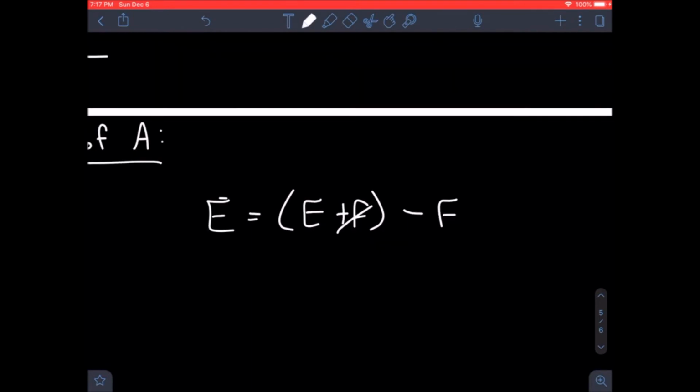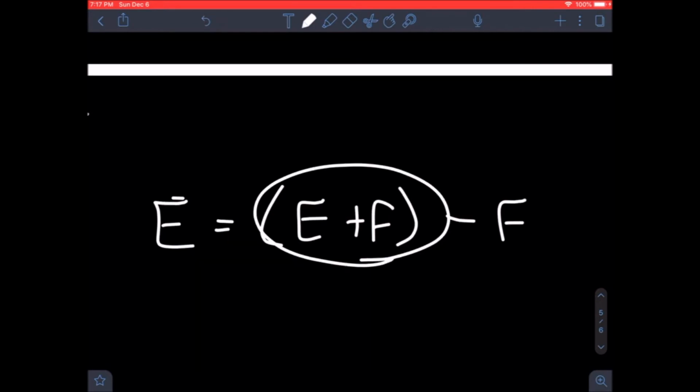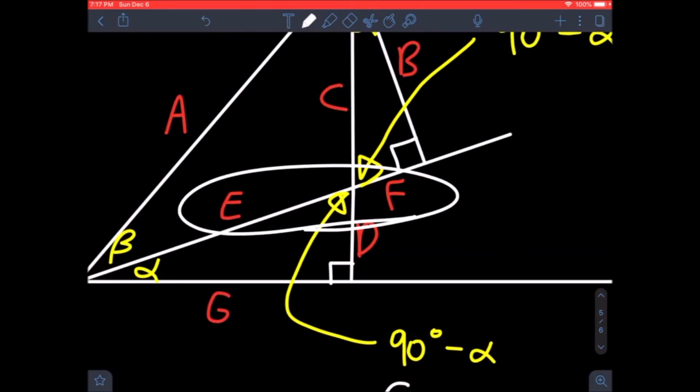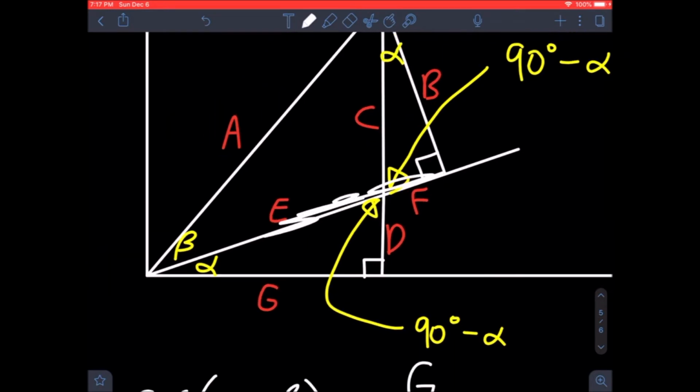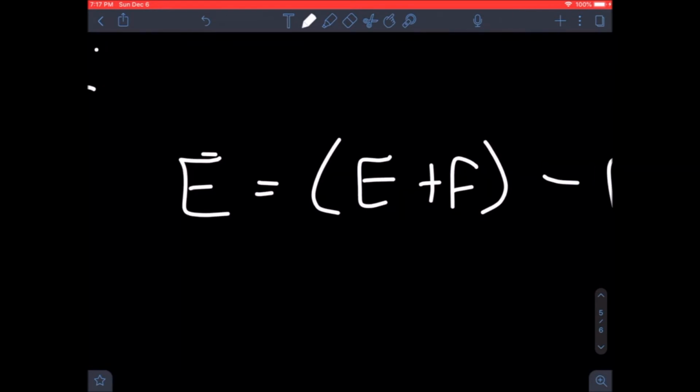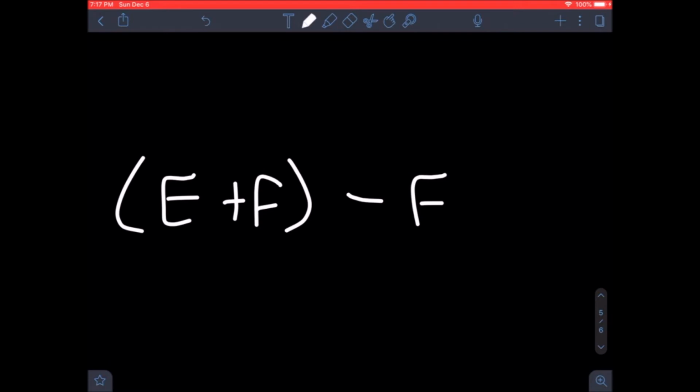I mean, that makes sense. The F's cancel out and we're left with E. But really, we know that E plus F is a side length and F is a side length, right? We have E plus F right here, which is basically this side length, and we have side length F right here. If we do E plus F minus F, we will get side length E, right? So we'll get E. The thing is, if we want to do it that way, then we have to be able to write E plus F in terms of A, and we have to be able to write F in terms of A.